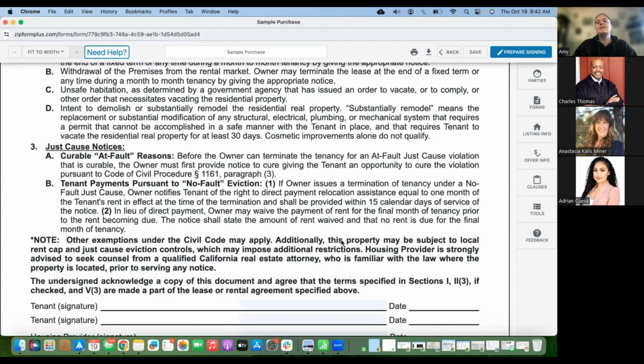Tenant payments pursuant to no-fault eviction. If the owner issues a termination of tenancy under a no-fault just cause, the owner notifies the tenant of the right to direct payment relocation assistance equal to 1 month of the tenant's rent in effect at the time of termination, and it shall be provided within 15 calendar days of service of the notice. In lieu of direct payment, the owner may waive the payment of rent for the final month of tenancy prior to the rent becoming due. This notice shall state the amount of rent waived and that no rent is due for the final month of tenancy, right? So that's just helping the tenant move on their way.